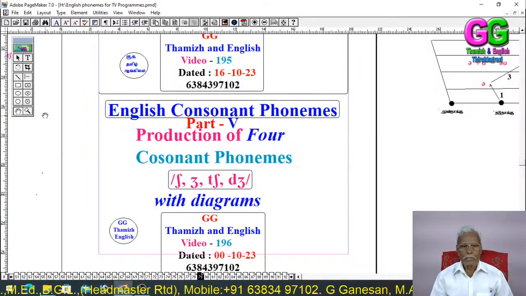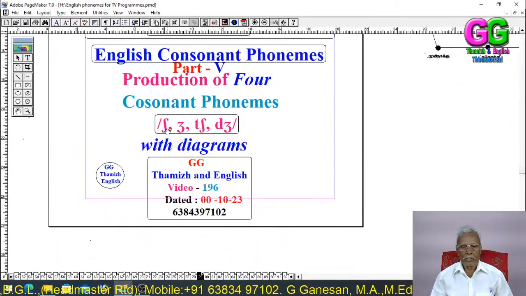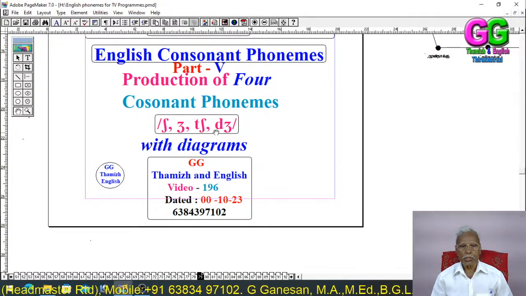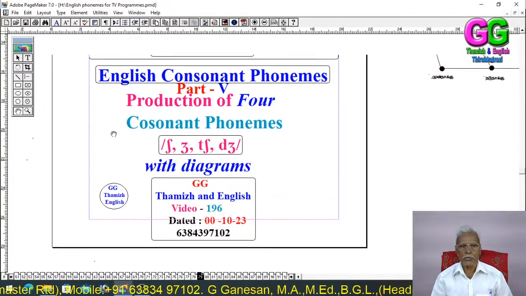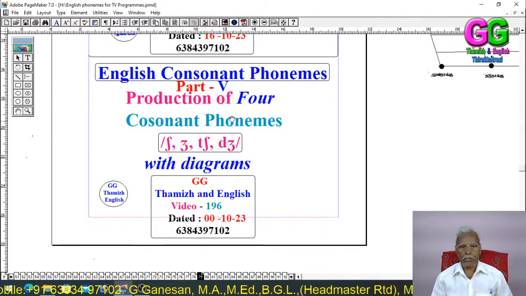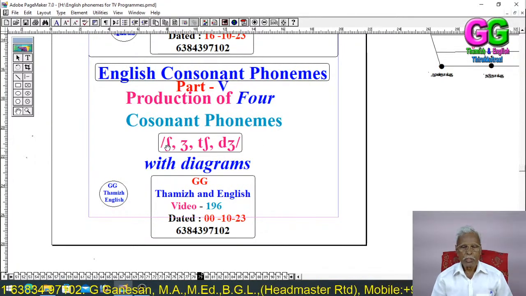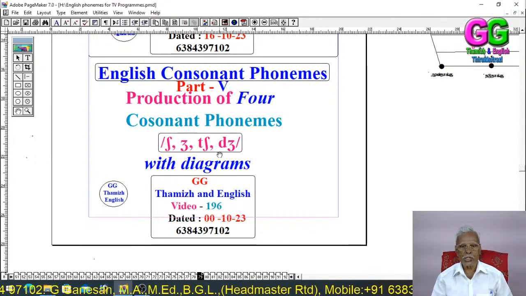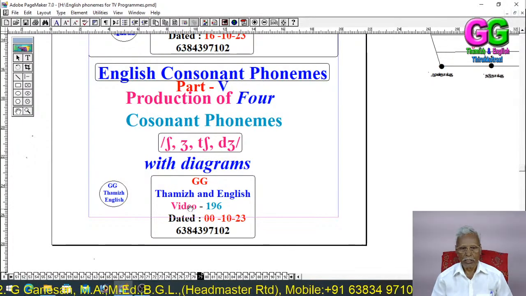Respected elders, educationists, dear teachers and dear students, in this class we are going to see 4 English consonant phonemes. They are /ʃ/, /ʒ/, /tʃ/, /dʒ/. These 4 phonemes we are going to see. English consonant phonemes, Part 5. Production of 4 consonant phonemes, /ʃ/, /ʒ/, /tʃ/, /dʒ/ with the diagrams.